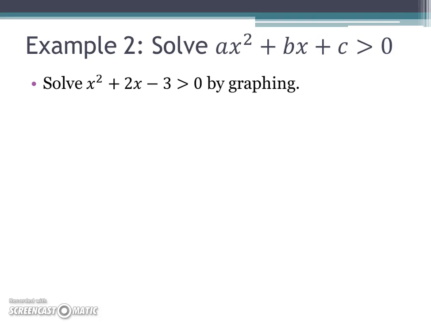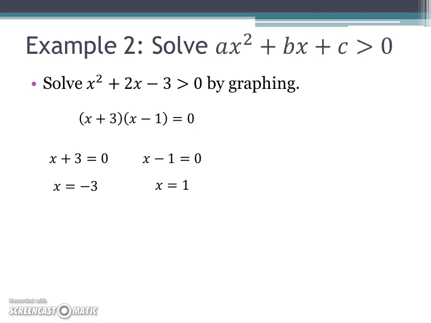Next one, we're going to solve x squared plus 2x minus 3 greater than 0 by graphing. So, related equation, we're going to factor it. We get (x plus 3)(x minus 1). So our solutions are x plus 3 equals 0 and x minus 1 equals 0, zero product rule. And then we can solve, we get negative 3 and 1.